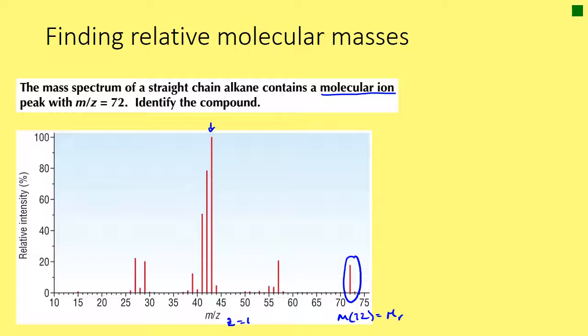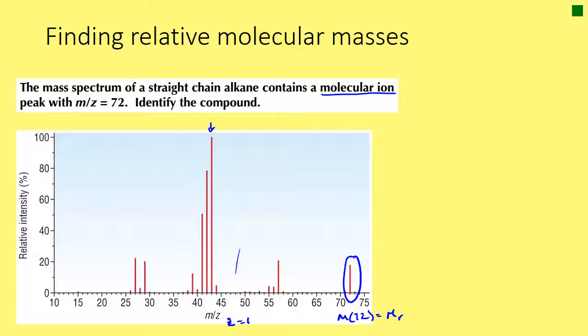The biggest one is always the molecular ion, and all these other ones here, the ones with smaller m/z values, are the fragments of that ion as it gets broken down, either by bombardment or just because the molecular ion, when it's a positive ion, is unstable and breaks down. So there we have it. We have the Mr equals 72. What is the compound? And in this case, we're going to work it out by trial and error.